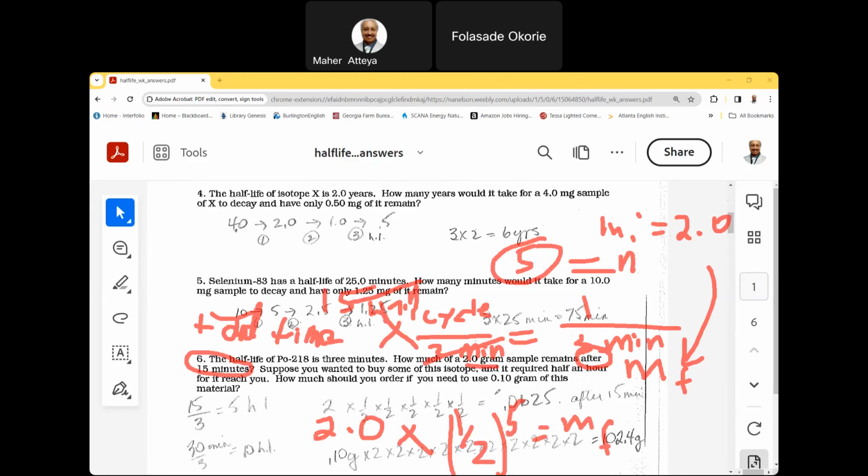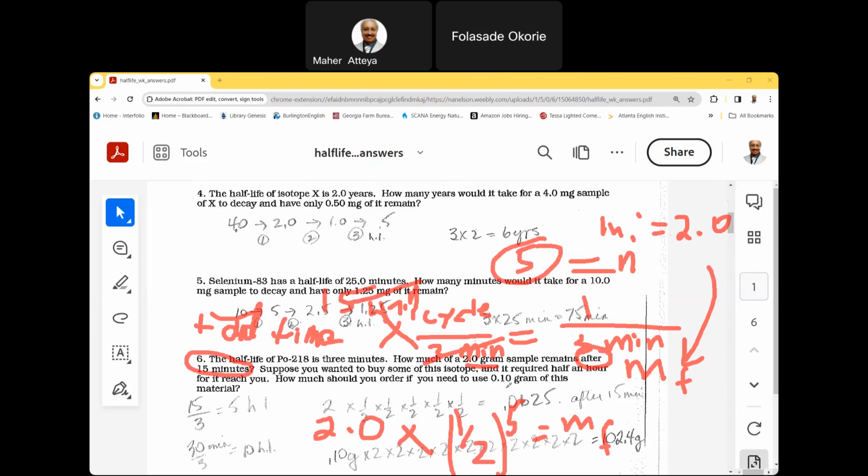2 gram, correct? Suppose you wanted to buy some isotope and it requires half an hour for it. Oh, we did a mistake here. Half an hour is 30 minutes, not 15 minutes. The total time is not 15. The half-life is 3 minutes, 1 over 3. But the total time is 15, correct? Yes, after 15 minutes.